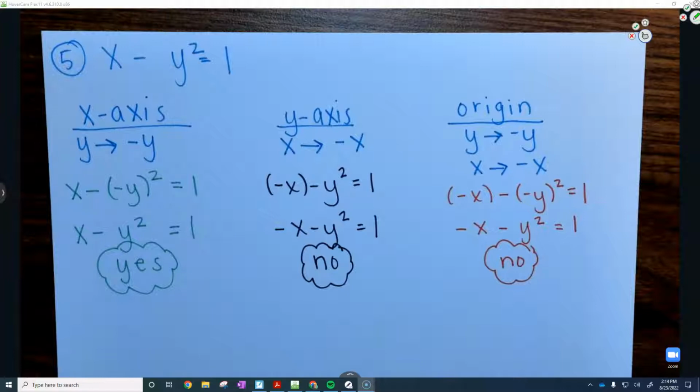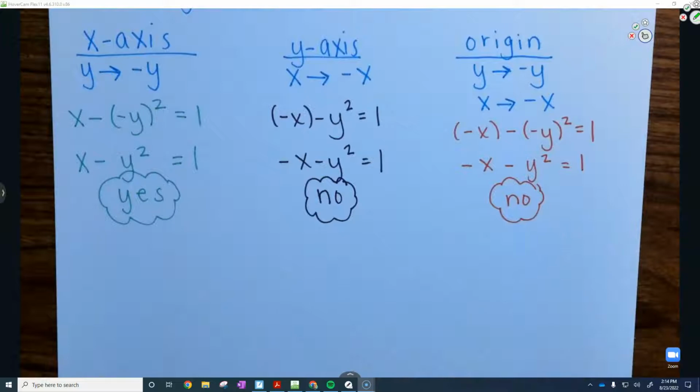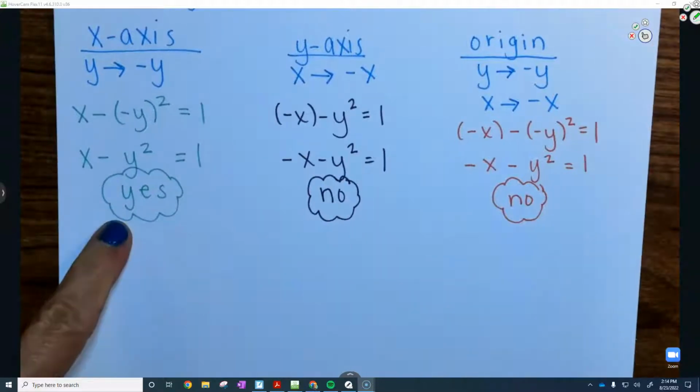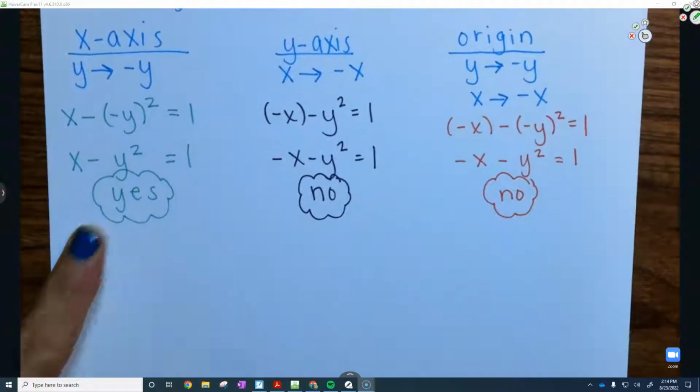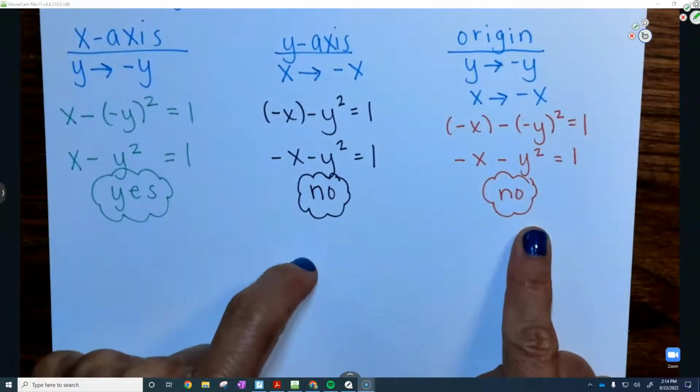All right, so let's take a look at problem number 6. That's all I needed. That fulfilled the instructions: prove and confirm your answer algebraically. We confirmed it was symmetrical about the x-axis. We confirmed that it was not symmetrical about the origin or the y-axis.